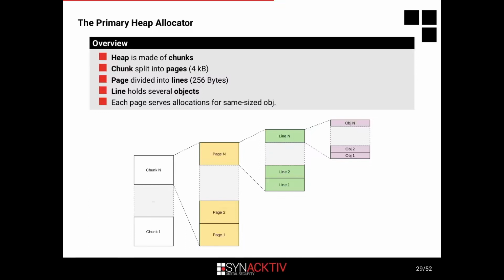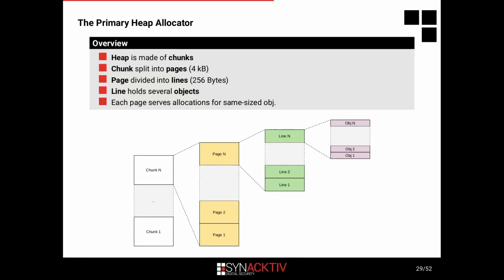WebKit has 4 important structures. The top one is the heap. It is made of chunks. Chunks are split into pages. A page has a size of 4 kilobytes and it is divided into lines. And the line is the most important object for us because it is the one that holds objects.